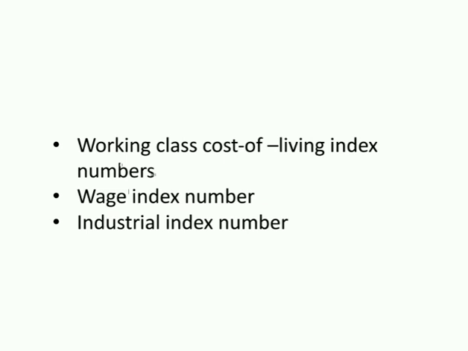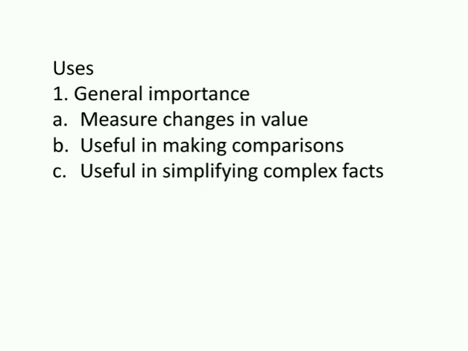Industrial index number. Industrial index numbers are constructed with an objective of measuring changes in the industrial production. The production data of various industries are included in preparing these index numbers. Next, we have to see the uses of index numbers. Index numbers are used to measure all types of quantitative changes in different fields.